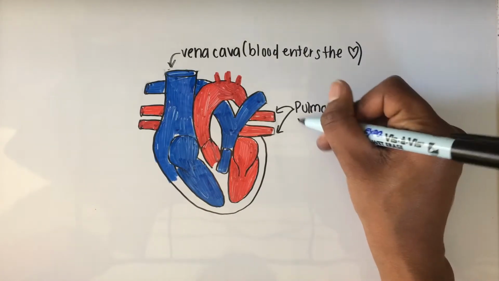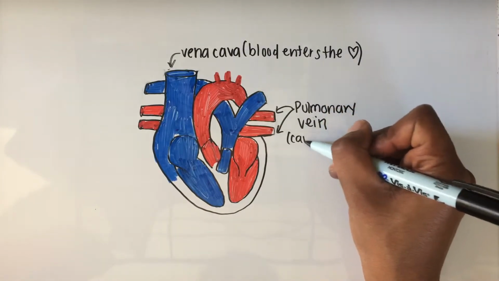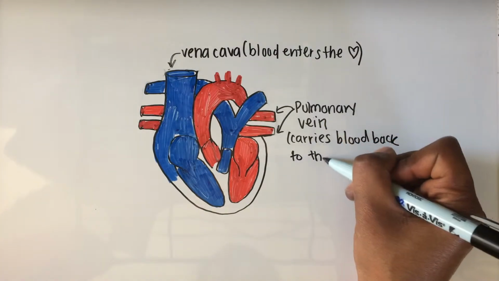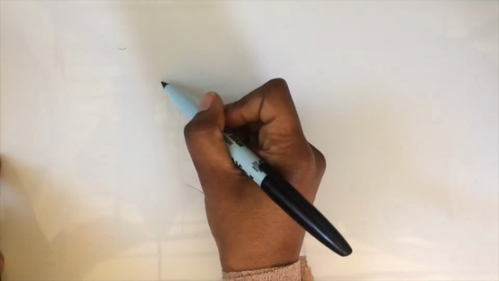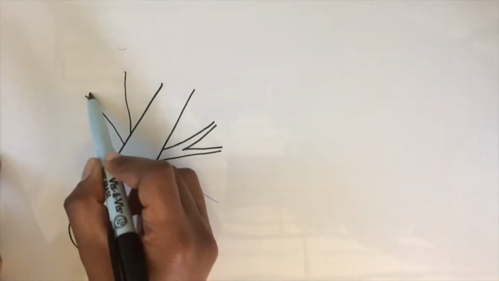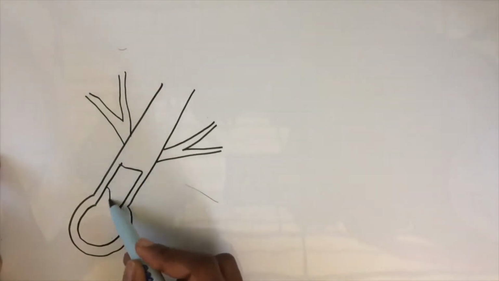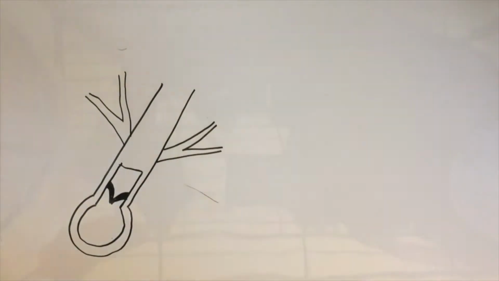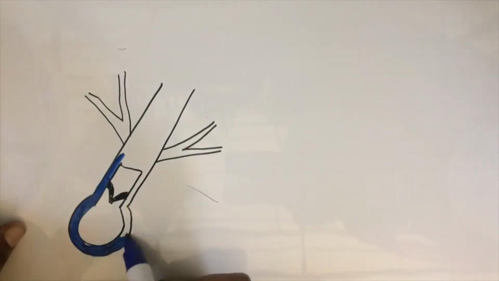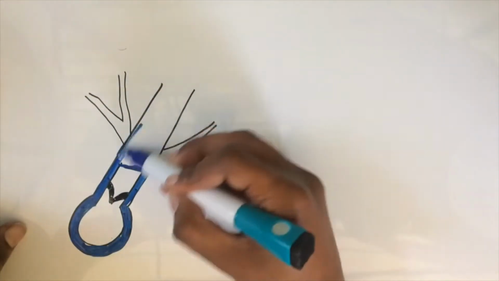So the vena cava, as shown here, is the area where blood enters the heart, and the pulmonary veins carry blood back to the heart. So the veins have thin muscular walls and have very large lumens. They take blood towards the heart, specifically the pulmonary vein and the vena cava.